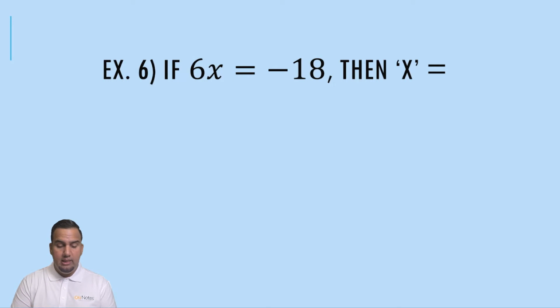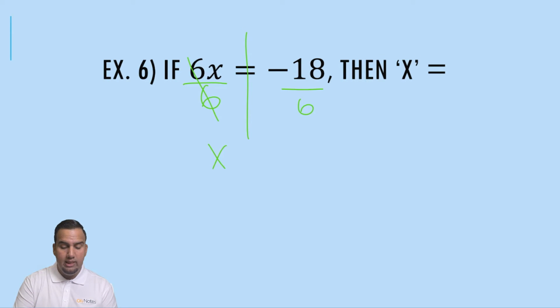In example 6, 6x is equal to negative 18. Then x is equal to, let's draw the vertical line this time. 6 and x are together, they're attached, so what does that mean? You're multiplying. What's the inverse of multiplication? It's division. So let's divide both sides by 6. Why? Because I always have to do something to the left and the right, not just one side. The 6's are going to cancel out. It leaves me with x equals 18 divided by 6.